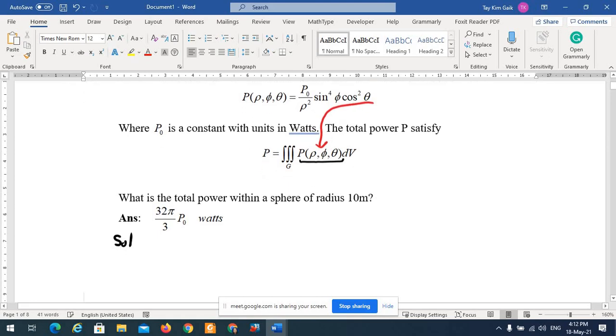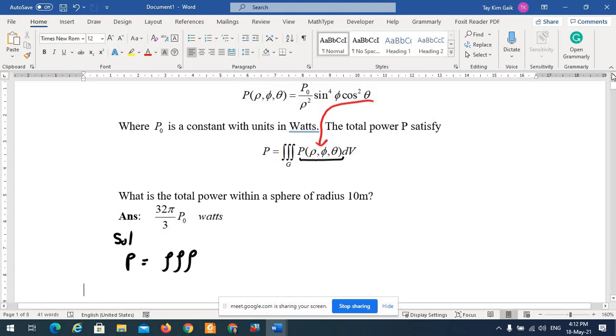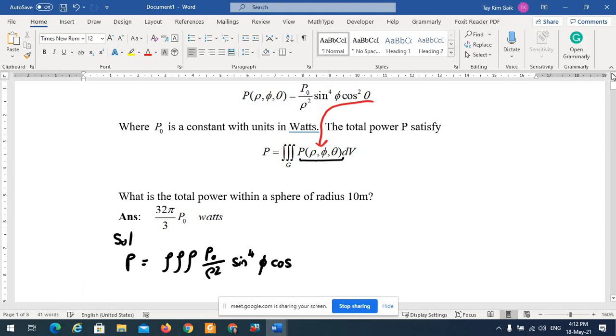Solution: the triple integral, where the function P is given above. Plug in P naught over rho squared sin to the power 4 phi cos squared theta. And dV in spherical coordinates, you have to change it: dV is rho squared sin phi d rho d phi d theta.